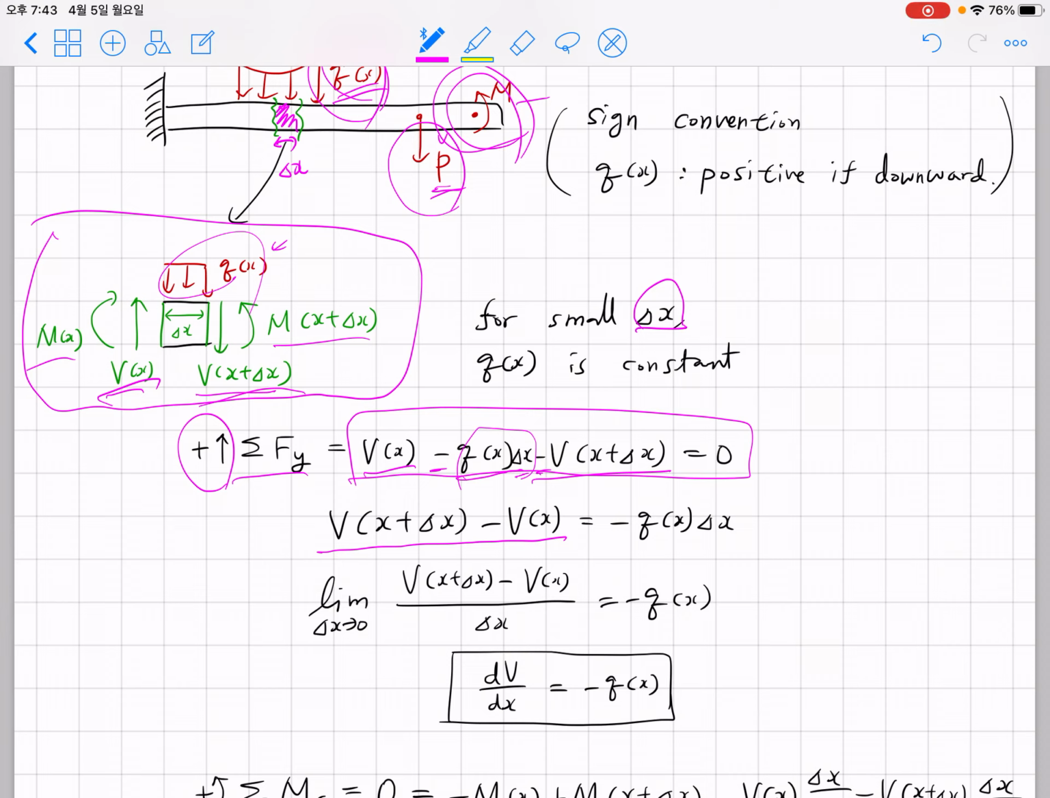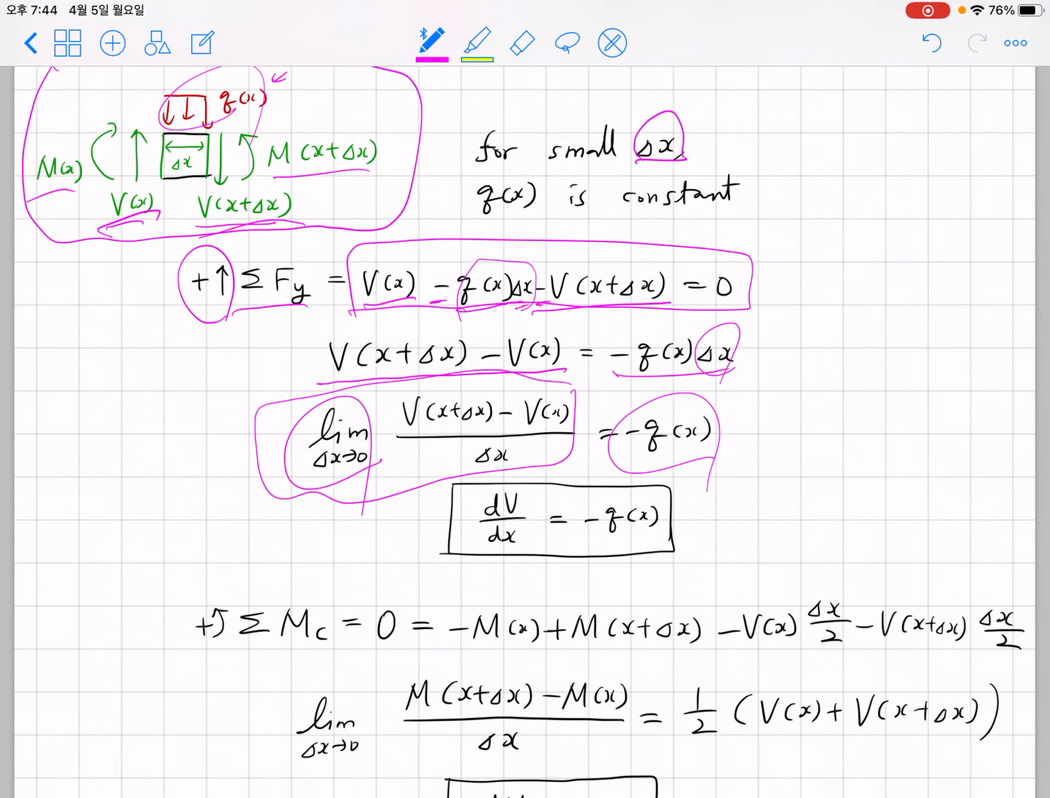the difference between V(x plus delta x) and V(x) can be written as minus Q delta x. Now, if you move delta x to the left hand side and try to take the limiting case of delta x goes to 0, you see that the left hand side becomes dV/dx, and the right hand side becomes negative Q(x). So this is the relationship between distributed loading and slope of shear force diagram. Okay, and this holds for any arbitrary distributed loading Q(x).